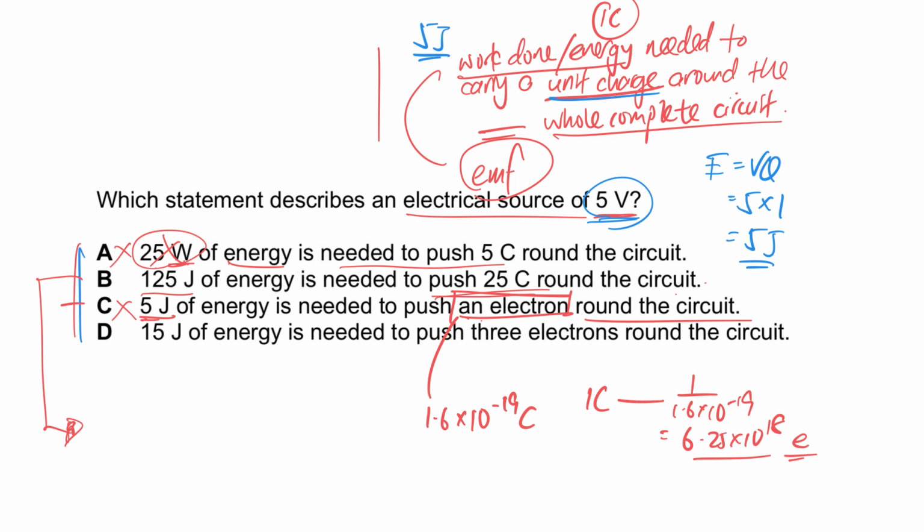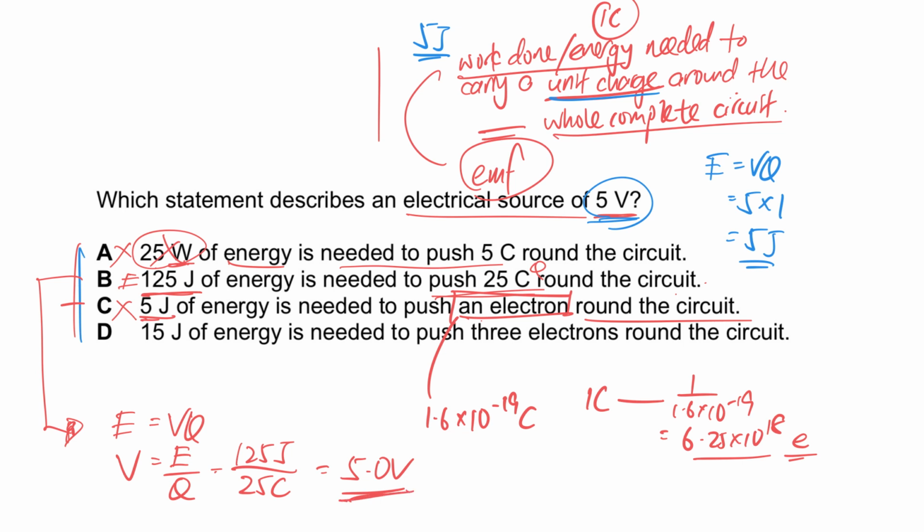The question never asked for the definition. Rather, if you think of it, this is your energy and this is your Q. E equals VQ, or V equals E over Q. If the energy to drive the charge is 125 joules and the amount of charge is 25 coulomb, if you work it out, that will be 5 volt, which is the EMF. So that is correct. So B will be the answer.